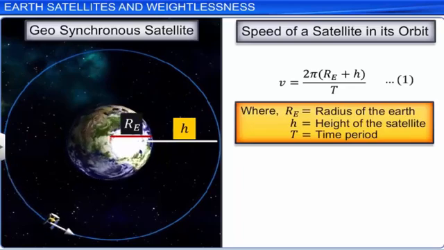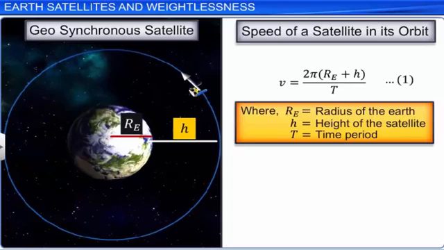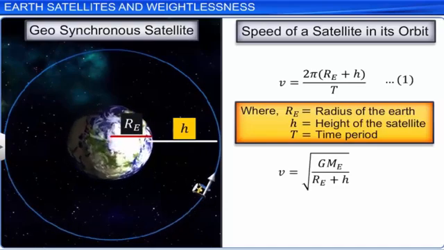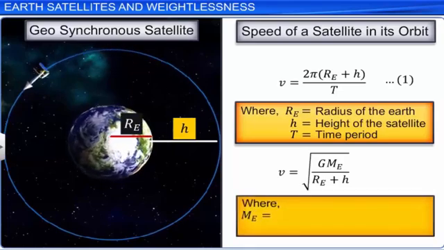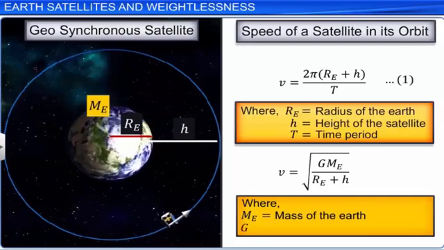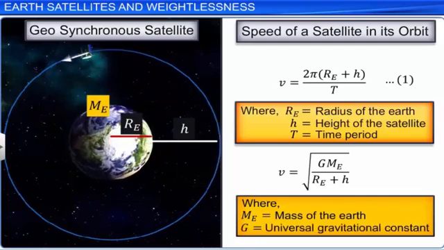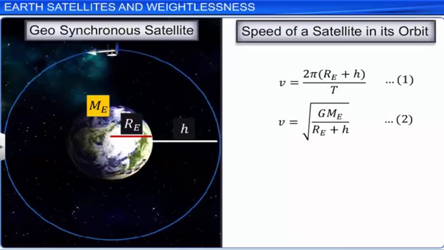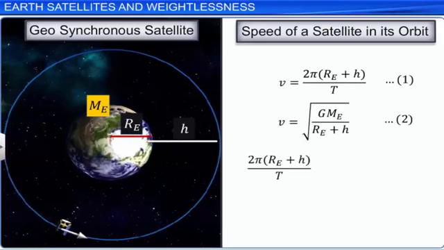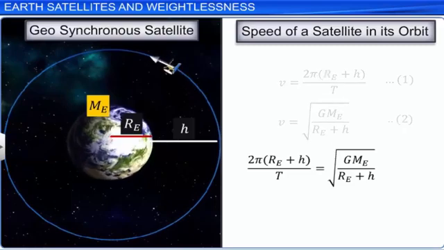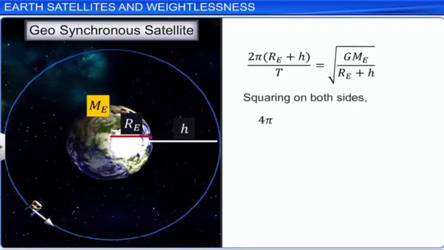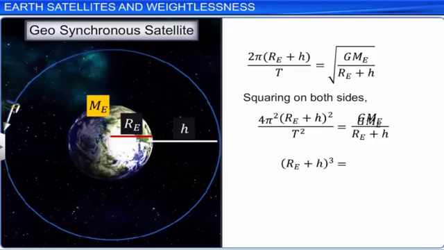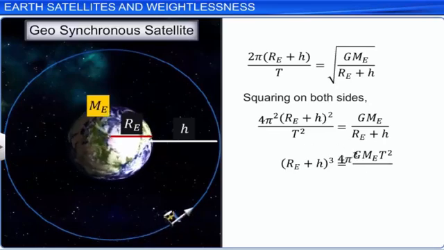The speed of a satellite in its orbit can also be obtained using the relation v is equal to the square root of G ME divided by RE plus h, where ME is the mass of the Earth and G is the universal gravitational constant. Let this be equation 2. Equating expressions 1 and 2 and simplifying, you get the expression for h, as shown in equation 3.